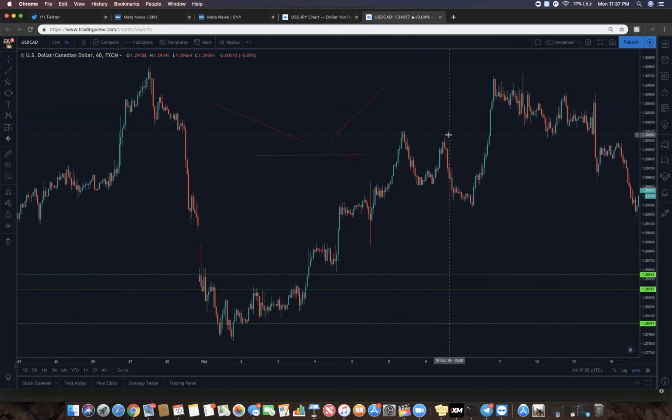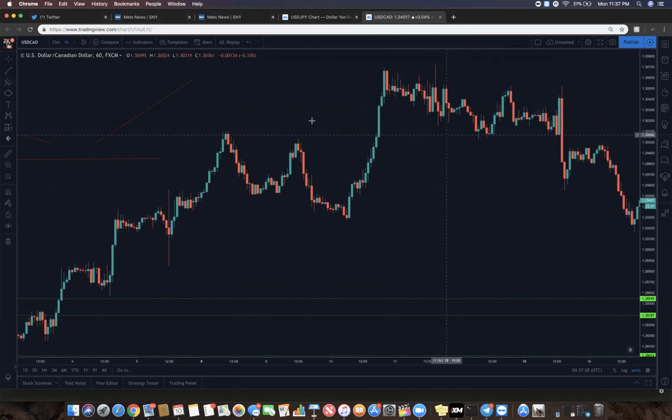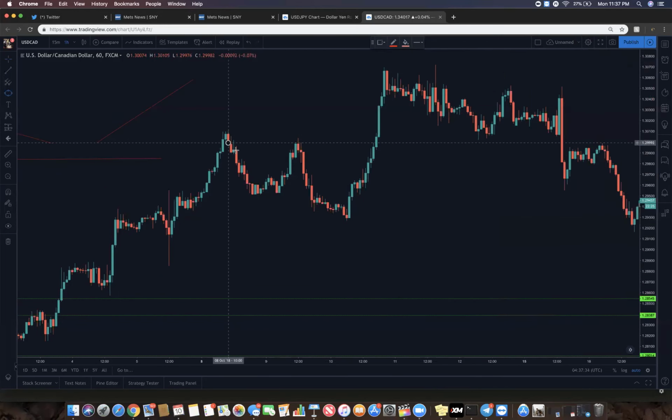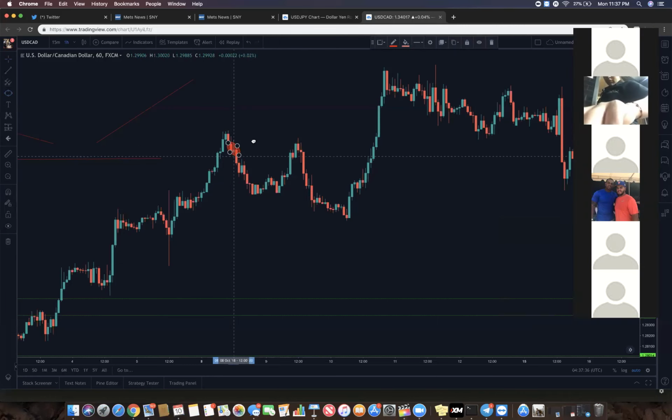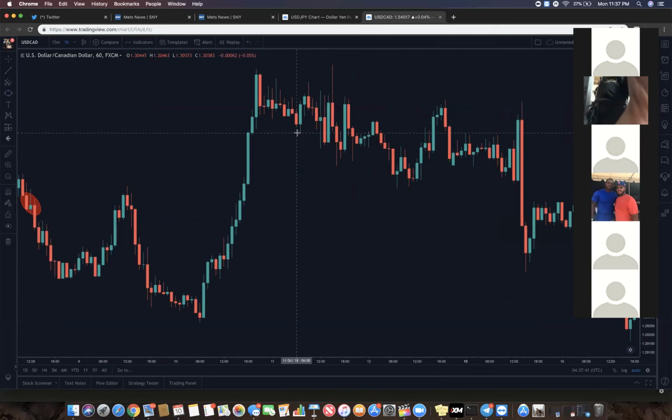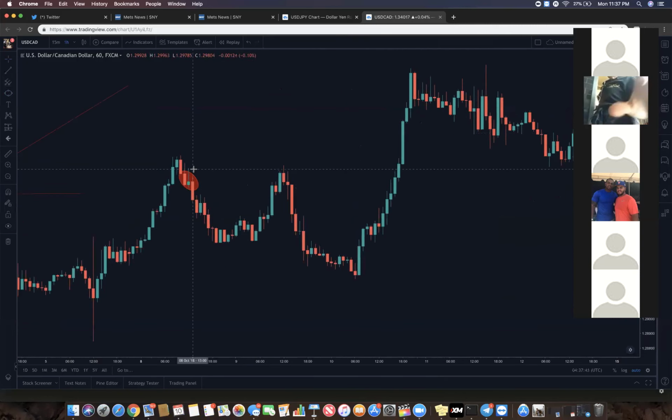So let's see if we find a hangman. And I can see one right here. And you see how it forms that resistance? It forms that resistance here, and the market went ahead and formed this inverted hammer, or in this case, it's a hangman because it has support.